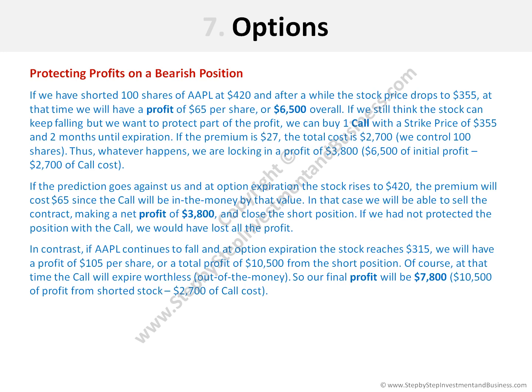In contrast, if Apple continues to fall and at option expiration the stock reaches $315, we will have a profit of $105 per share, or a total profit of $10,500 from the short position. Of course, at that time the call will expire worthless, that is, out of the money. So our final profit will be $7,800, $10,500 of the profit from the shorted stock minus $2,700 of the call cost.